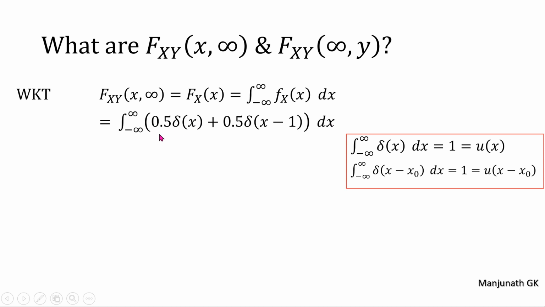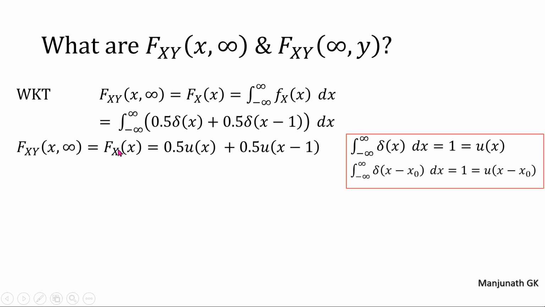Consider the first term. 0.5 is a constant, take it outside. The integration of delta of x into dx can be replaced by u of x here. The integration of delta of x minus 1 into dx can be replaced by u of x minus 1. So as a result, Fx of x equals 0.5 into u of x plus 0.5 into u of x minus 1.